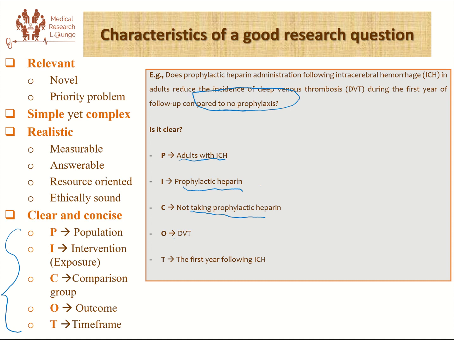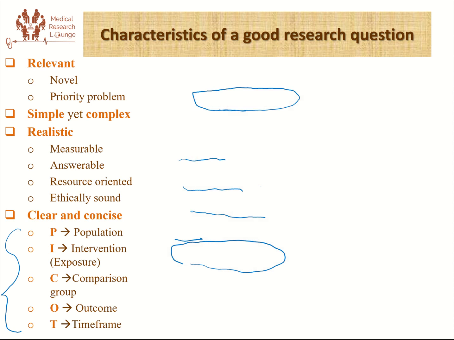So our outcome, or the problem that we want to measure, is the incidence of DVT, and the time frame is within the first year of follow-up. So it's important to be able to include all of these things in our research question, so that it can be researched very well and it can be answered very well. So this is how we can keep our research question clear.